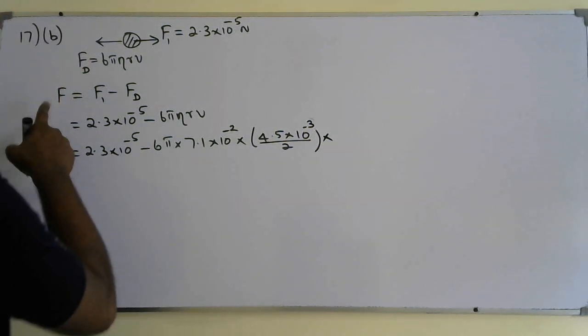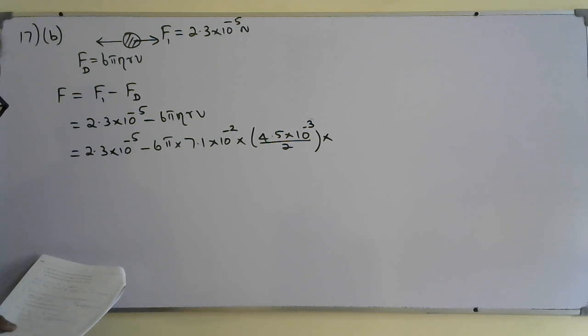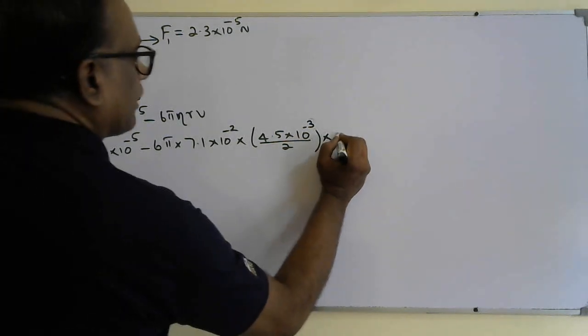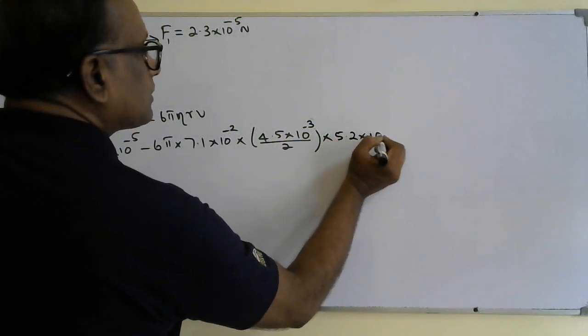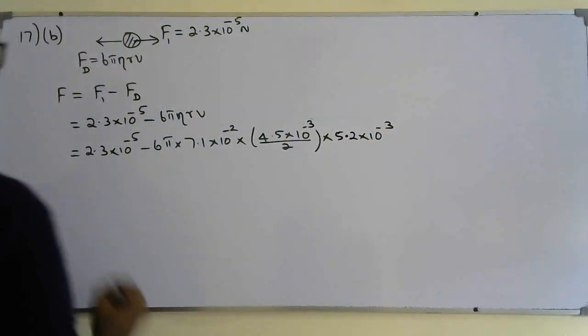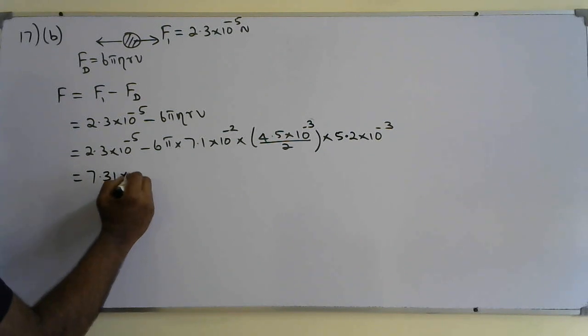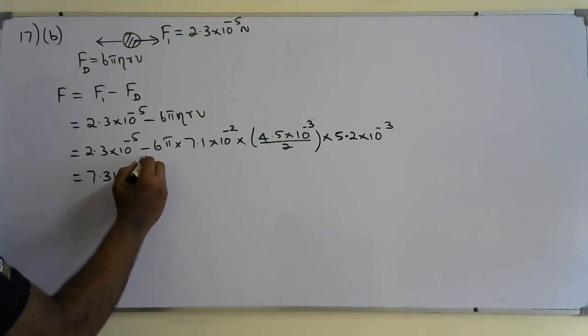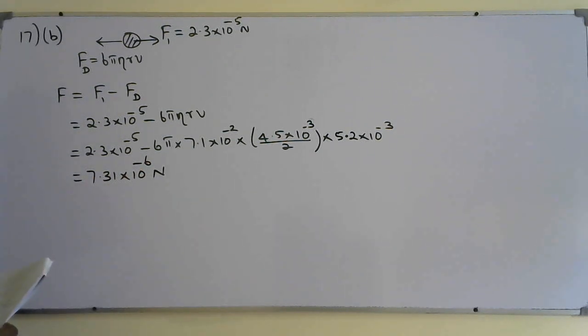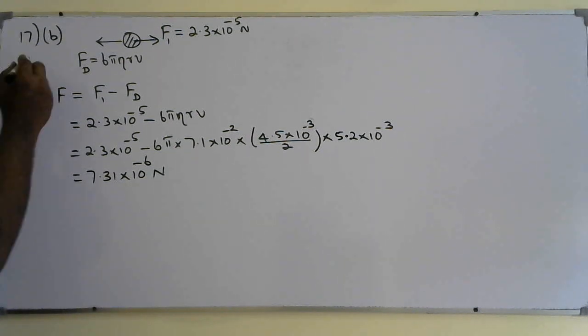We need to find the resultant force at that particular speed. So the speed is 5.2 × 10^-3. Solve it and you will get the resultant force, that is 7.31 × 10^-6 Newton. That's the answer for B part, first part.